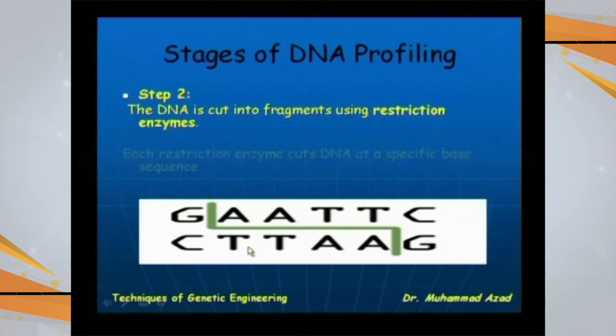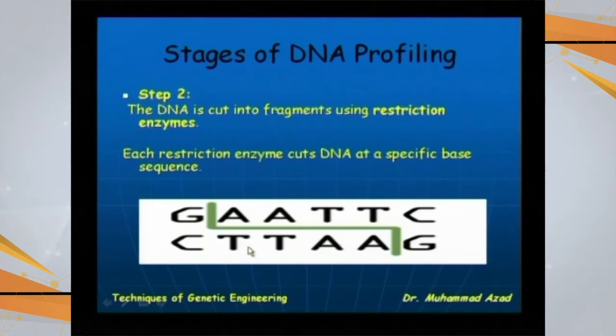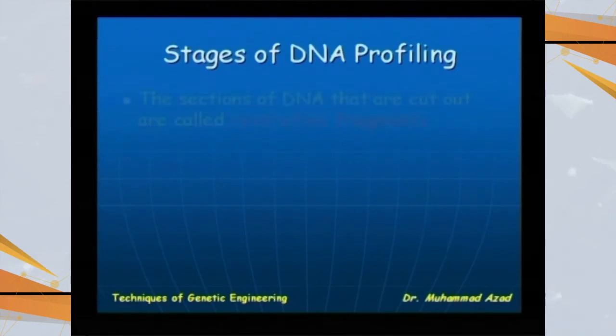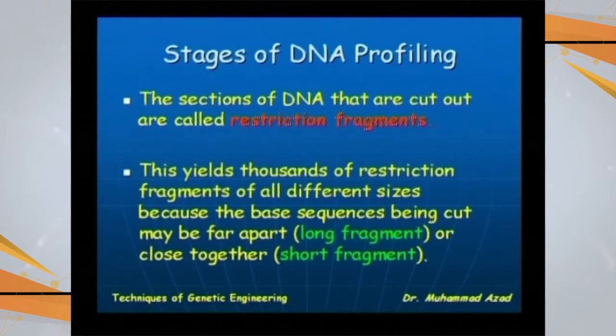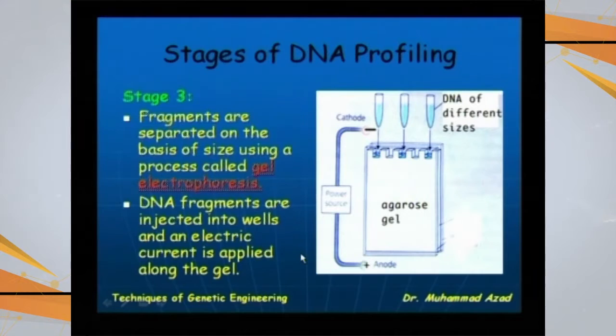Again, in step 2, the DNA is cut into fragments using a restriction enzyme. Each restriction enzyme cuts DNA at a specific site. The sections of DNA that are cut out are called restriction fragments. This yields thousands of restriction fragments of all different sizes, because the base sequences being cut may be far apart, giving long fragments, or closer together, giving short fragments.